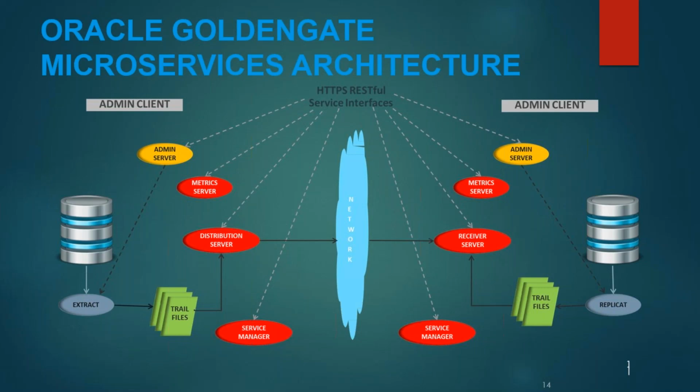Okay. So any question on architecture? Yes, sir. What is the distribution server and receiver server? Is it a type of server or just a process? It's a service. We'll see. Once we configure it, when you install Goldengate, these services get created automatically.